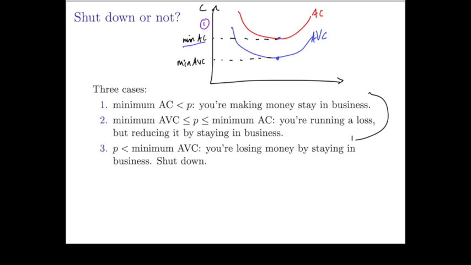The second case is where the price is above the lowest average variable cost. And the third case is where the price is lower than the lowest average variable cost. So you want to shut down here. And nowhere else do you want to shut down. So only when the price is lower than the lowest average variable cost do you want to shut down. At any other price, you want to pick the quantity where the price equals the marginal cost.